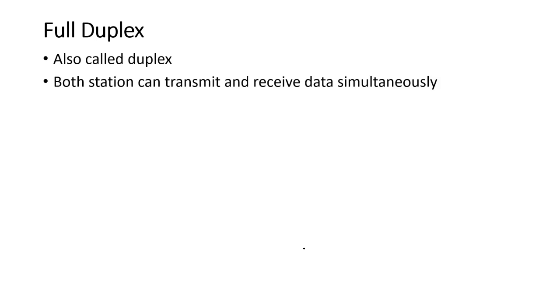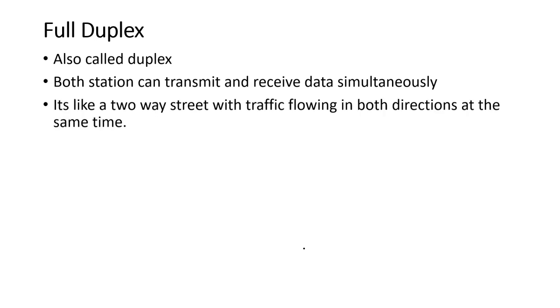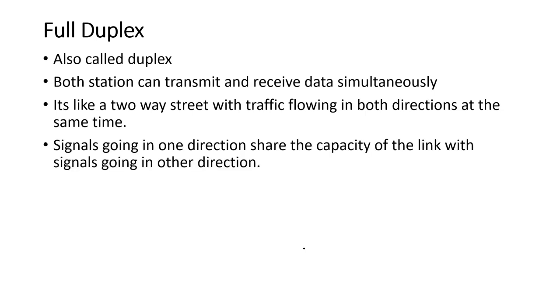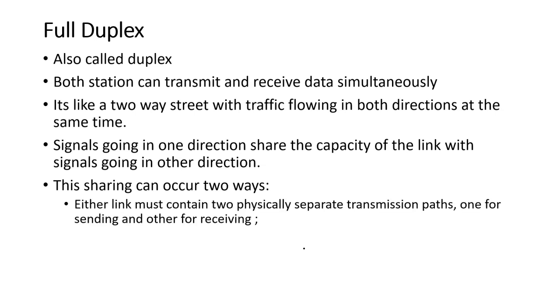Next one is full duplex mode. It is also called duplex mode. In full duplex mode, both stations can transmit and receive data simultaneously. It's like a two-way street with traffic flowing in both directions at the same time. Signals going in one direction share the capacity of the link with signals going in the other direction, and this sharing can occur in two ways.